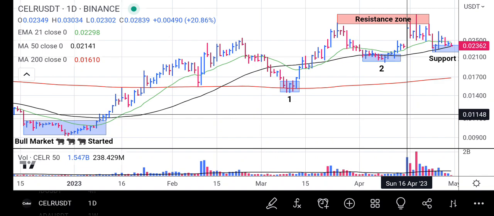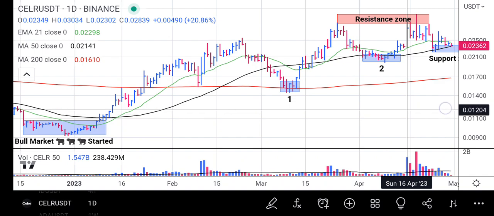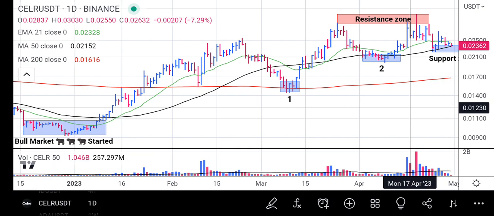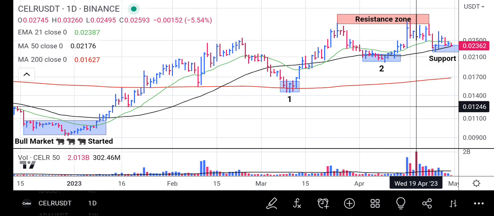The sellers reloaded and recharged their power. They came in again. They started sending Celer Network down with the first price reversal bar. It has a huge volume and they also sent Celer Network down with a very huge bar. The volume of the bar is 2 billion and the bar closes down heavily. That shows the sellers gained a lot of strength and Celer Network couldn't progress at that moment.